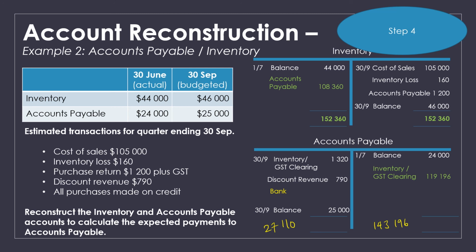So because the amount on the credit side is bigger, we're going to use that amount and write it in the total lines. In our last and final step, we will calculate the missing figure here. And to do this, we take the $143,196 less $27,110, and that will give us the missing figure of $116,086. And this represents the expected payments to the accounts payable for the quarter ending 30th of September.